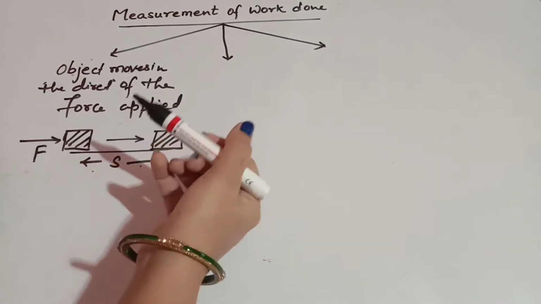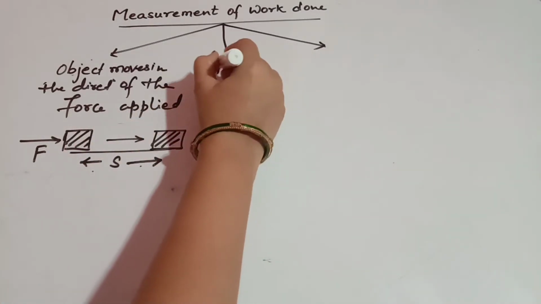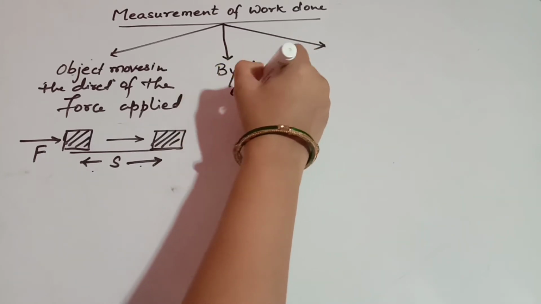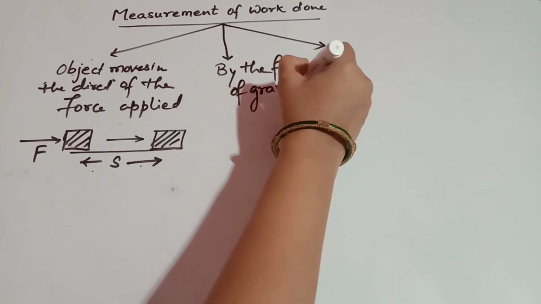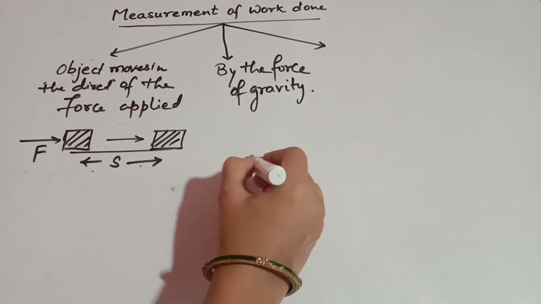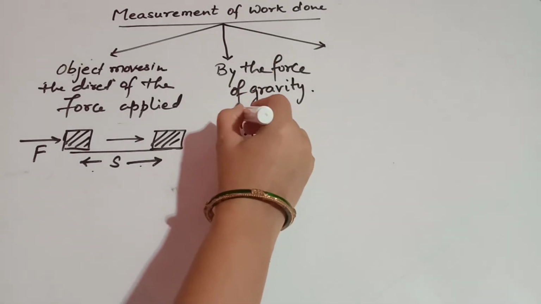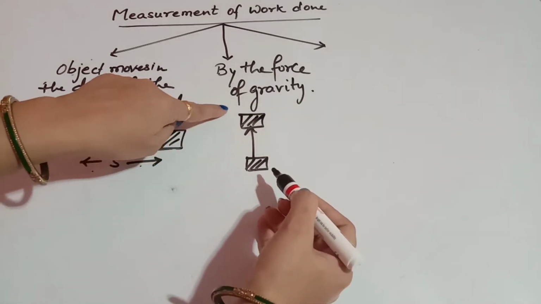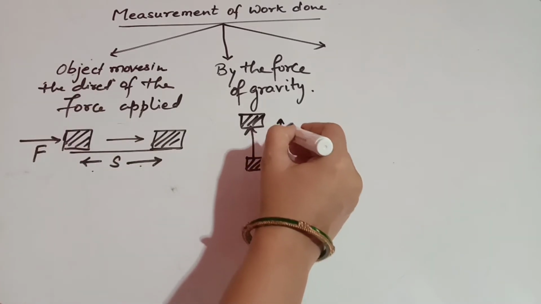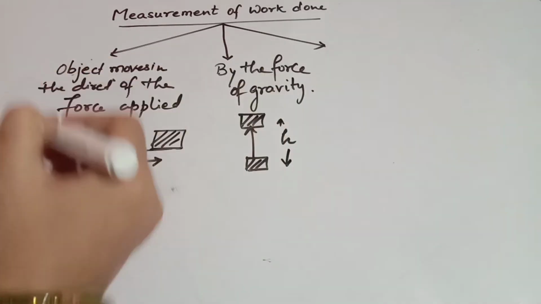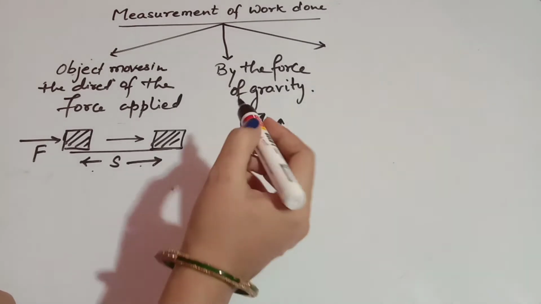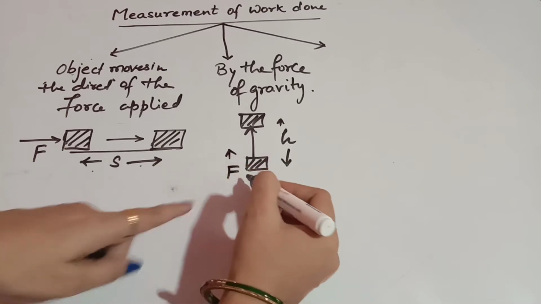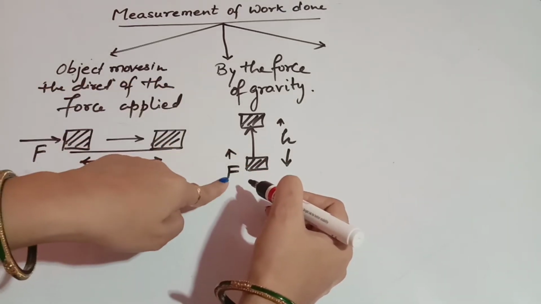The second case, work done by the force of gravity. In this case we discuss that when we lift any object, this is the initial position of the object and you lift this object to this point. This is the vertical distance that we denote h. We apply a force in the upward direction. So what happens in this case, how do we calculate the measurement of the work?